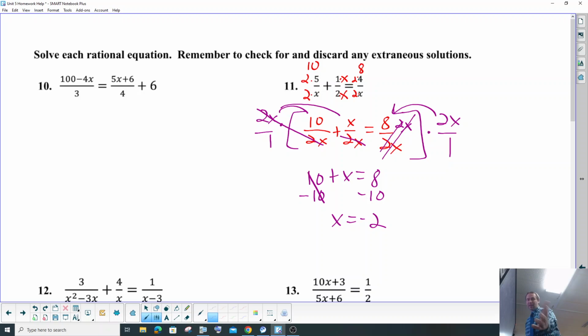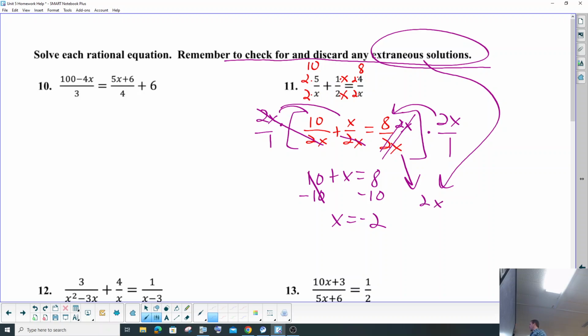Now, this would be a problem maybe if there was an x plus 2 as a factor in the bottom, because then the negative 2 would be your answer, but it would also be the restriction that doesn't work, and that would be a no solution. But in this case, it's just 0 as your restriction, right? Remember to check for and discard any extraneous solutions. And so what's our extraneous solution? Our extraneous solution is that 2x can't equal 0. So we divide by 2, and we get x can't equal 0. So we are okay. So that's just our answer. X equals negative 2.